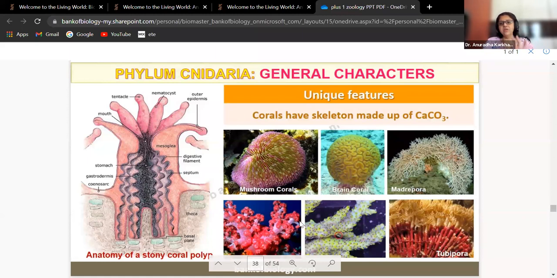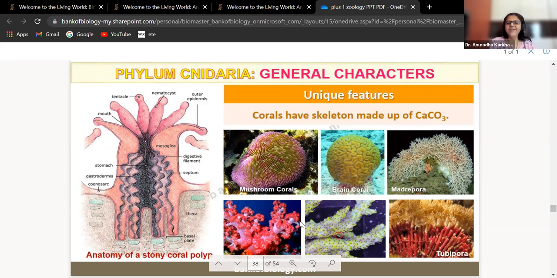So, see, some of these are called corals. You have heard about this word coral? We use corals like ornaments. Right? We use corals to make ornaments. So, the corals have skeleton made up of calcium carbonate. So, corals are the fourth example of cnidarians. So first example that we saw was Hydra, second was Aurelia, third was Obelia, and fourth is coral.